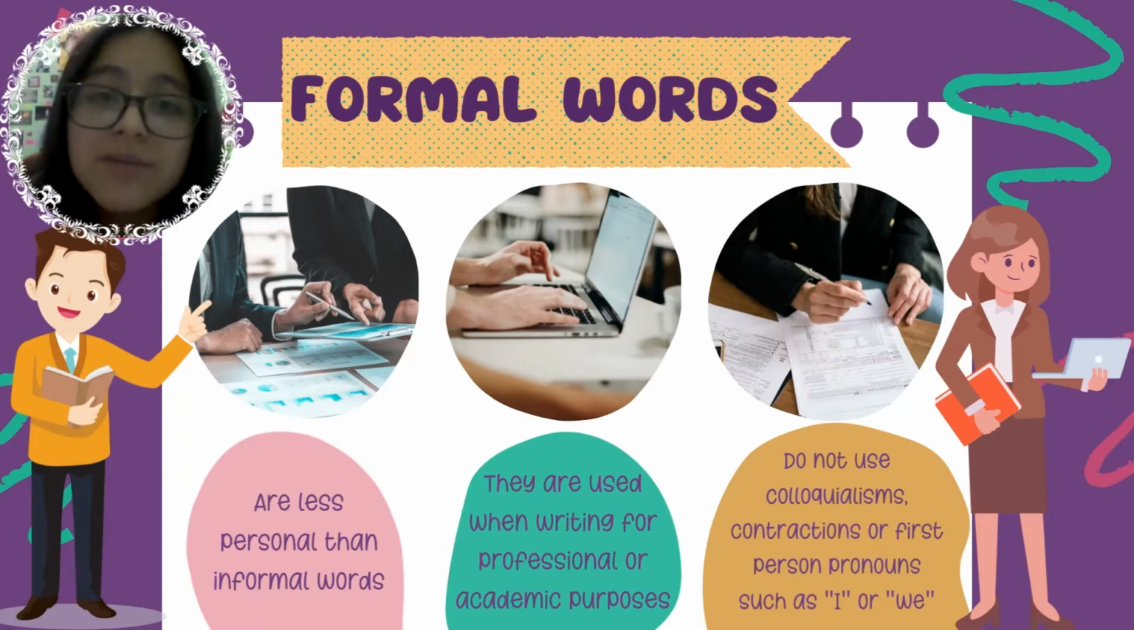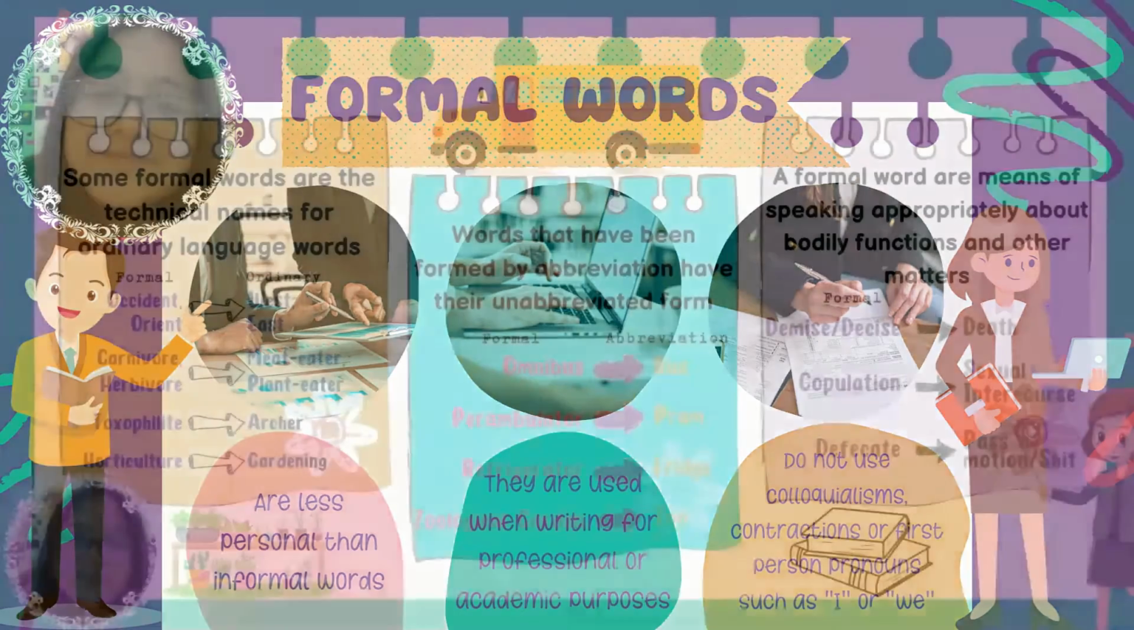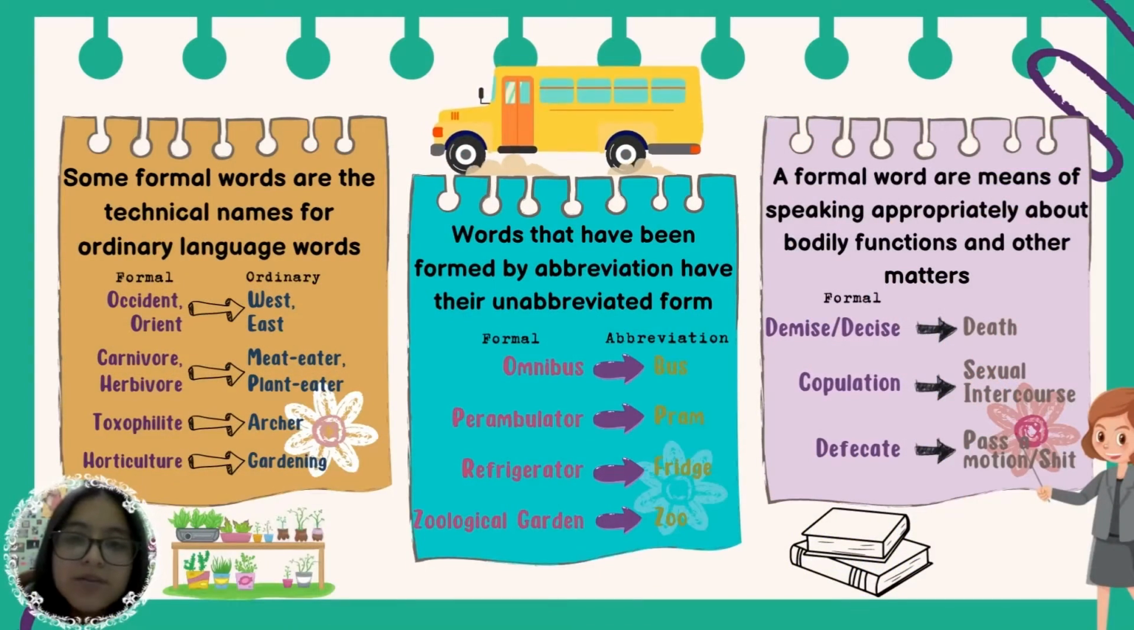Now, let's see some different examples of formal words. Some formal words are the precise technical names for ordinary language words. They are usually derived from the classical languages. For example, Occident and Orient, both from Latin, are the formal terms for West and East. Carnivore and herbivore, from Latin, are the formal terms for meat-eater and plant-eater. Likewise, toxophilite, from Greek, is the formal word for an archer. Similarly, horticulture, from Latin, is the formal term for gardening.